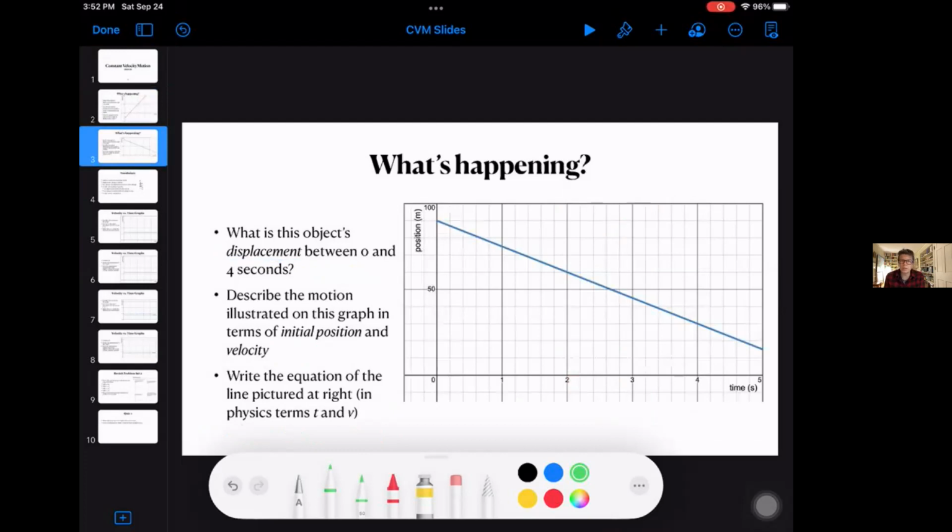What's happening on this graph? I'm going to give you some wait time. You can continue to let the video play to answer the questions of what is the object's displacement over that period of time? What is a description for the object's motion in terms of initial position and velocity? And finally, write the equation of the line. I'll begin waiting now.